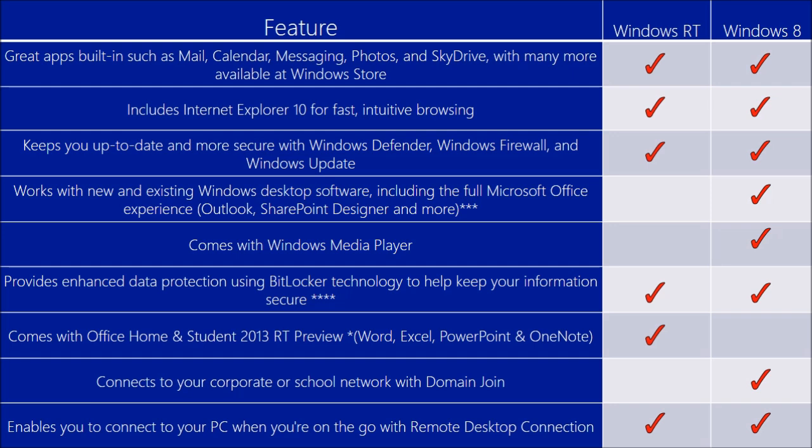So just to go over some of the similarities first. You've got great built-in apps such as Mail and Calendar, Messaging, Photos and SkyDrive, and you've also got access to the Windows Store. And because you have multi-user profiles on these devices, if you have an RT and a Windows 8 device and you have an app from the Windows Store on one of those, you can easily access it on the other one. You've got Internet Explorer 10 on both, and you've got Windows Defender, Windows Firewall and Windows Update to keep you up to date and secure on both devices.